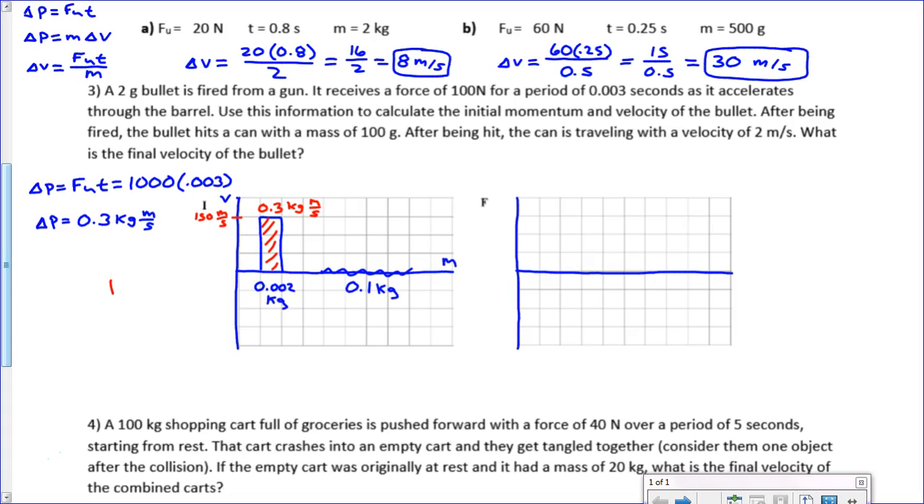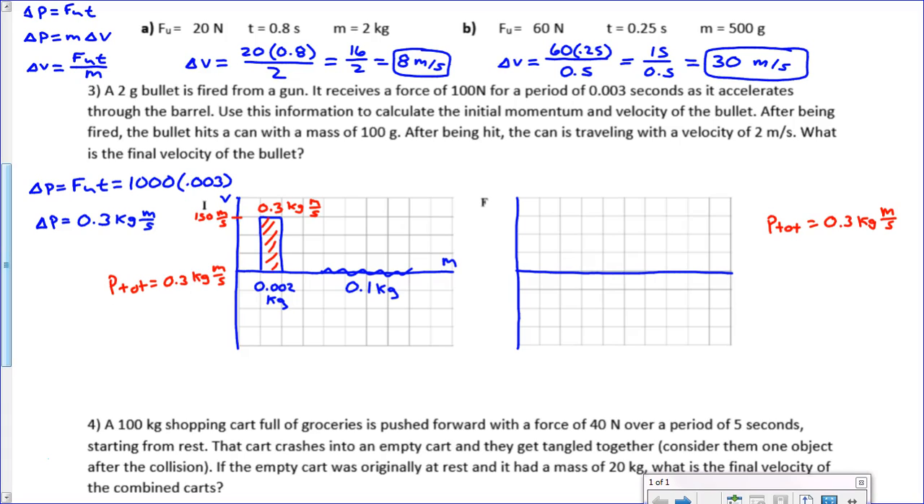So we know total momentum equals 0.3 kilogram meters per second on this side, which means that total momentum equals 0.3 kilogram meters per second on this side. It won't always be what you got from your impulse, but because the impulse was what went into the bullet, and the bullet is the only thing that's moving in the first case, then it ends up being our total momentum as well.